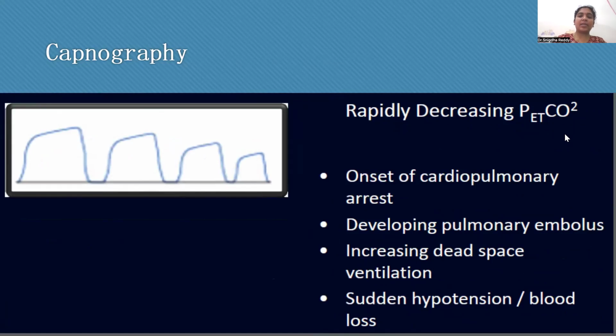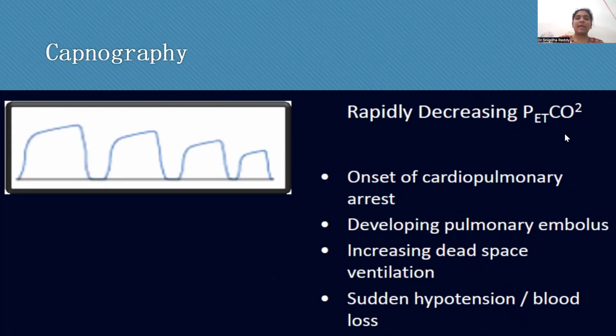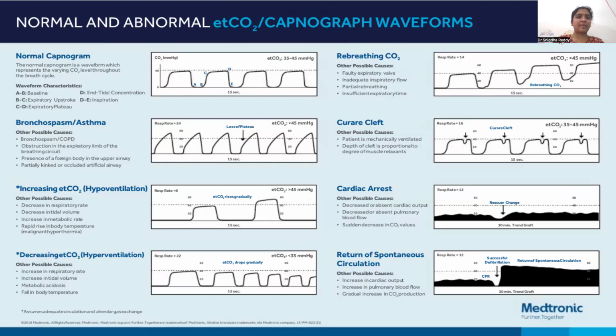Rapidly decreasing EtCO2: the EtCO2 will drop rapidly from a higher to a low value. This is seen in onset of cardiopulmonary arrest, developing pulmonary embolism, increasing dead space ventilation, sudden hypotension, or sudden blood loss. Rapidly increasing EtCO2 is because of high body temperature during fever, increased metabolism, progressing alveolar hypoventilation, or partial airway obstruction. Mainly in partial airway obstruction, the typical shark fin appearance is seen. Rapidly decreasing EtCO2, which we have already told. So these are other capnographs.